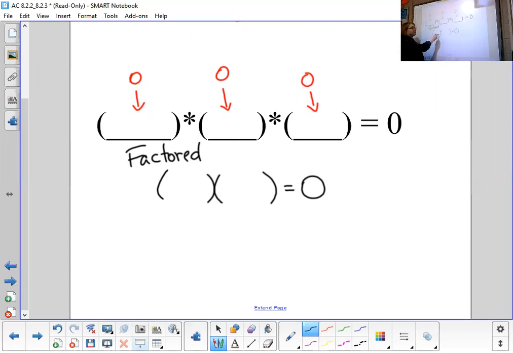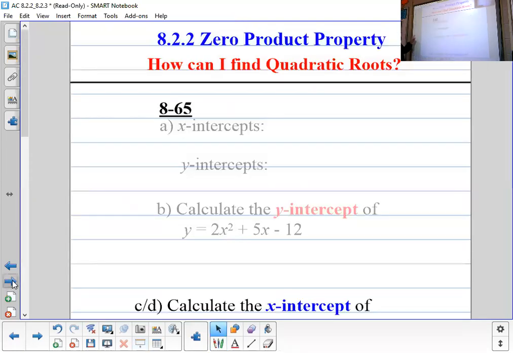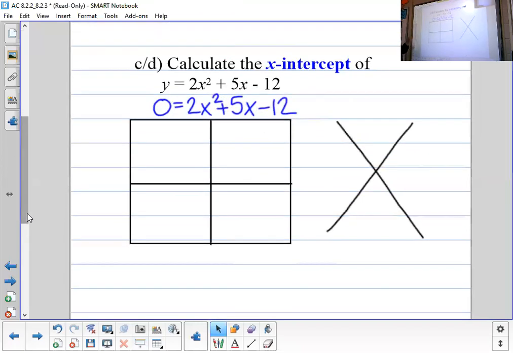So if I have it in factored form and it equals 0, that means I can say either all of the stuff inside this parenthesis equals 0, or all of the stuff inside this parenthesis equals 0. Or maybe they both equal 0. That could be true too. Okay, so let's go back to our notes. If it's in standard form, I can't do much with it. But if I can change it to factored form and it equals 0, then I can do something with it. So let's factor this. Let's get this to factored form.